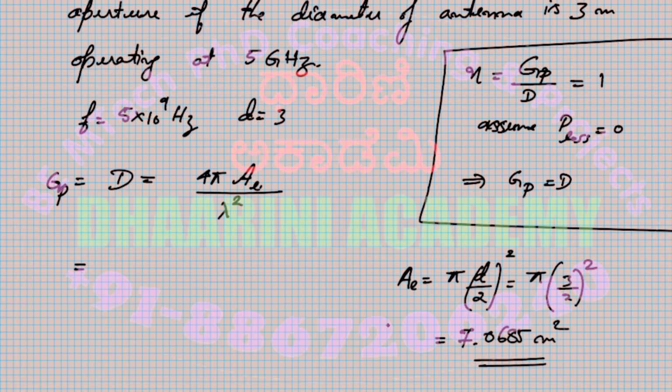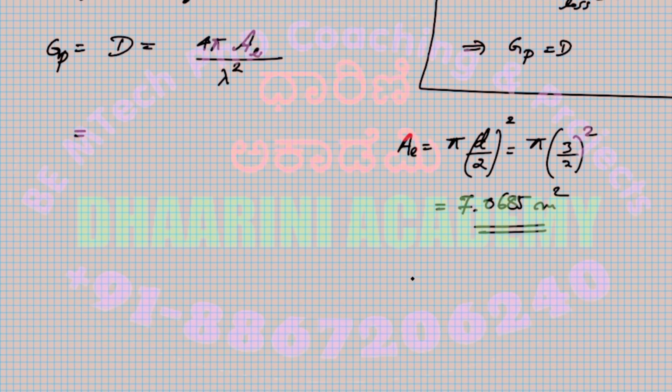Okay. So I also need the lambda square. Frequency is given. Convert that into lambda. So lambda is equal to C by F, right? So 3 into 10 to the 8 divided by, what is the F given? 5 into 10 to the 9. Okay, so this is approximately 0.06 meters.